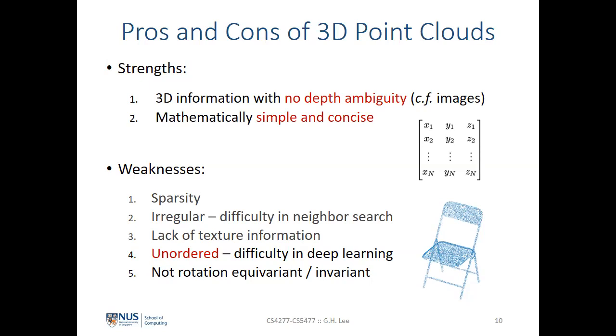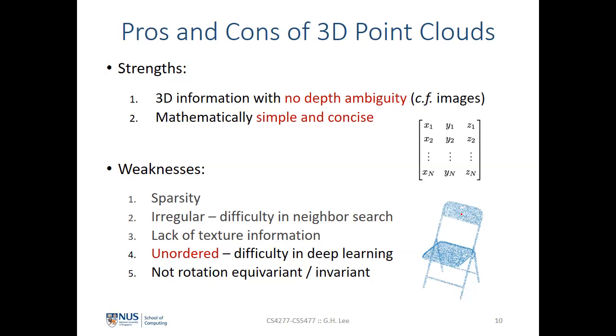First, it's very sparse. Even though you can have a very dense point cloud, it's still sparse compared to meshes, for example, because meshes are watertight. And it's also irregular.